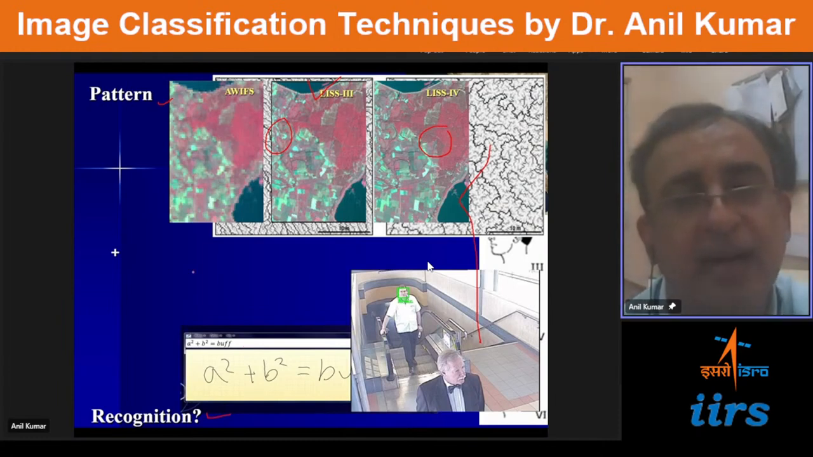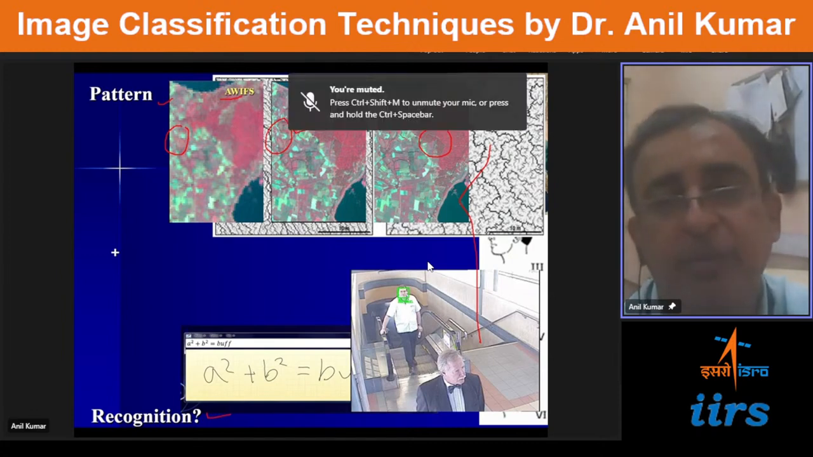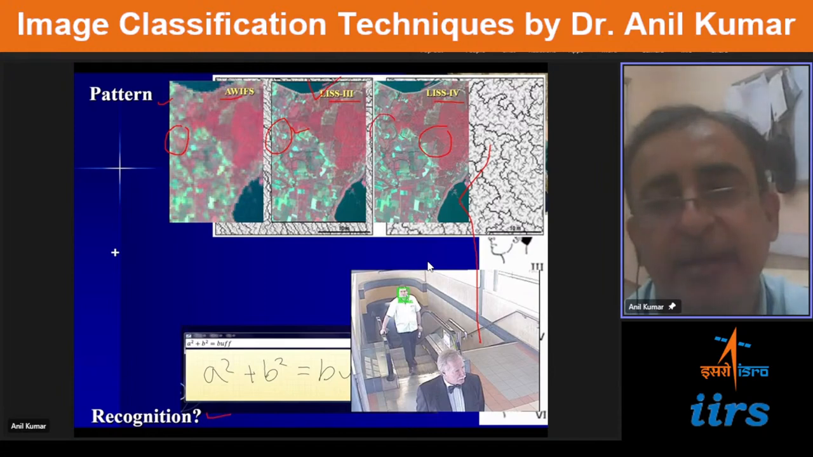we see there are patterns of different classes like AWiFS image at 60 meter, same area at 23.5 and same area at 5.8 meter pixel size. So we can see some patterns how it is changing here. This area looks to be at 60 meter like this. Same area you can see how it is appearing at 23.5 and same area you can see how it is appearing at 5.8 meters.